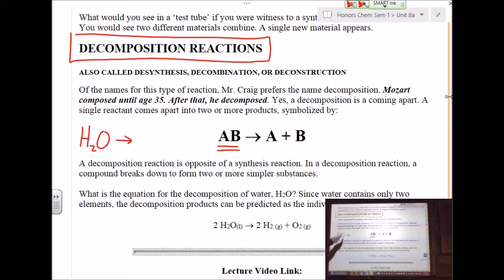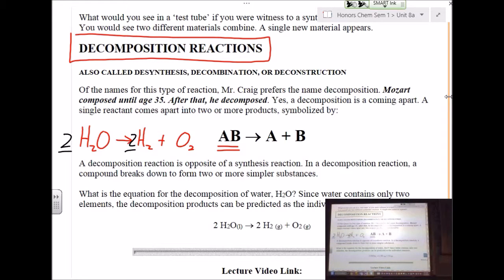And I like this statement here. Of the names, the 3 types I like, you can call it a desynthesis, a decombination, or deconstruction. I like decomposition. And I put on here, Mozart composed until the age of 35. After that, he decomposed. Terrible chemistry jokes. But looking at water, what would that break down into? Hydrogen and oxygen. And then we go and balance that out. Okay? So you break it down into its elements. So in this case, since there's already 2 hydrogen, I need 2 oxygen. Boom, and done. Okay. So today's stuff is pretty straightforward.